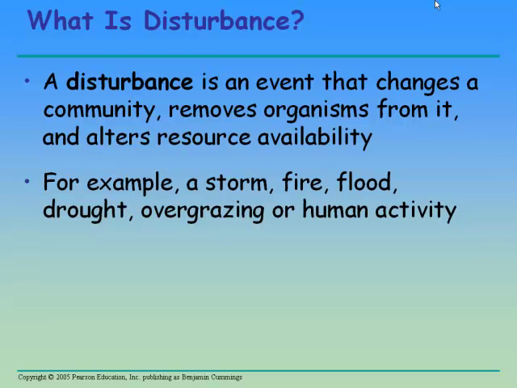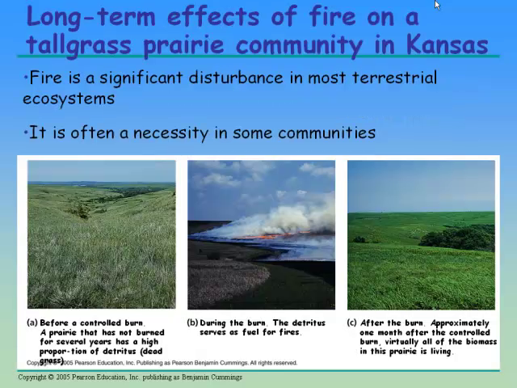So what is it? A disturbance. Hurricane, an event that alters a community, removes organisms from it, and alters resource availability. So a storm, like I was saying, a fire out west when you have big forest fires, even in the Appalachians, flooding, drought can have a drastic effect, overgrazing, and the last, human activity has had a devastating effect on communities.